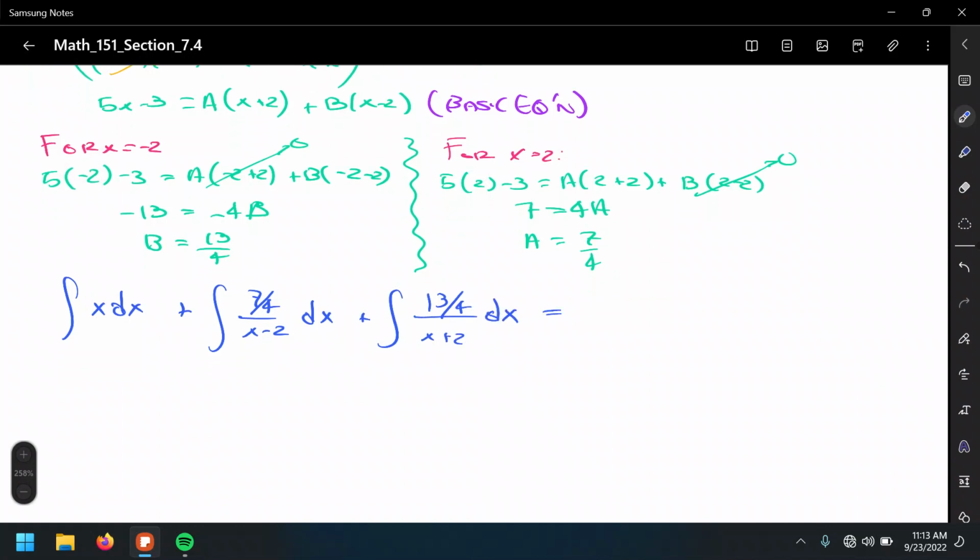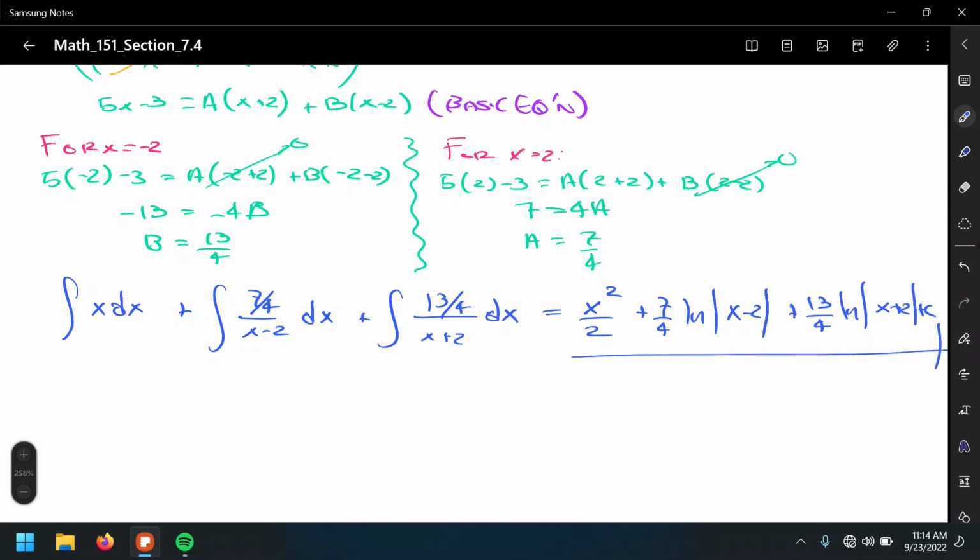Okay, the first integral, the integral of x dx, just use the general power rule. That's simply x squared over 2. And in this case, we are integrating dx over x minus 2 and dx over x plus 2. No need to show U substitution because look at the coefficient of x. It's just 1. Isn't that going to be a couple of ln rules here? So that's 7/4 ln of the absolute value of x minus 2, plus 13/4 ln of the absolute value of x plus 2, plus c.